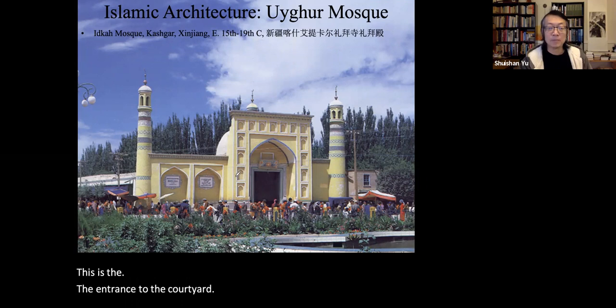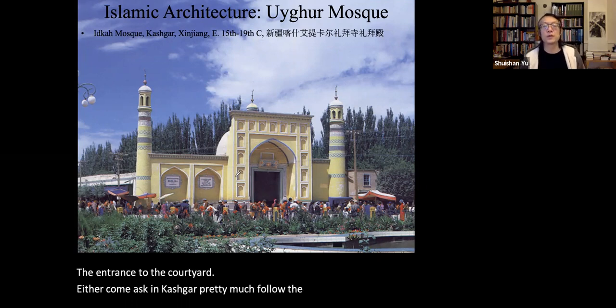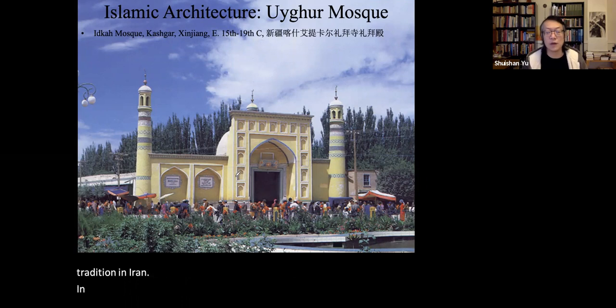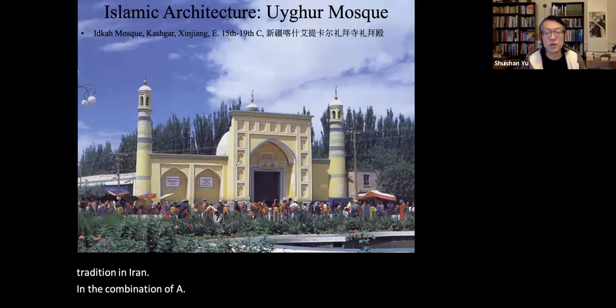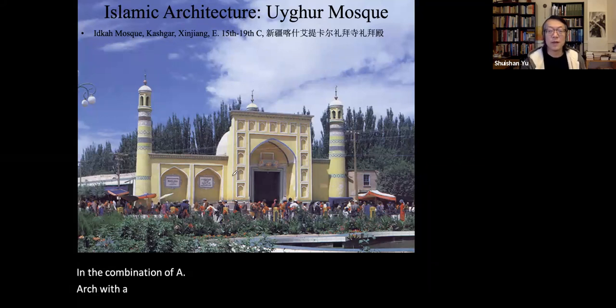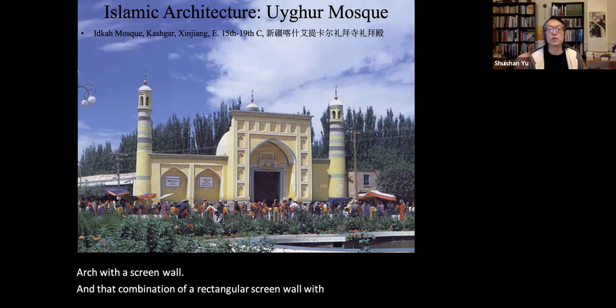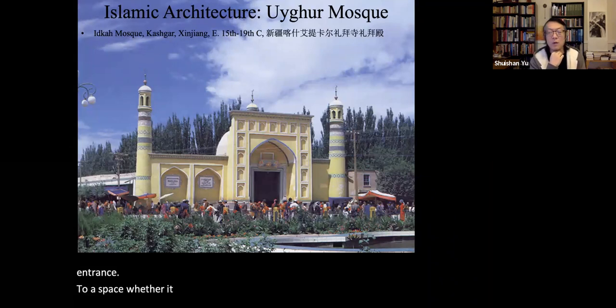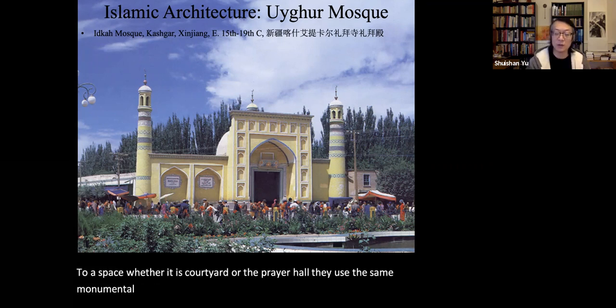The Id Kah Mosque in Kashgar pretty much follows the Persian tradition in Iran, in the combination of an arch with a screen wall. And that combination of a rectangular screen wall with an arch to define the entrance to a space, whether it is the courtyard or the prayer hall, they use the same monumental entrance. And that is called the iwan.